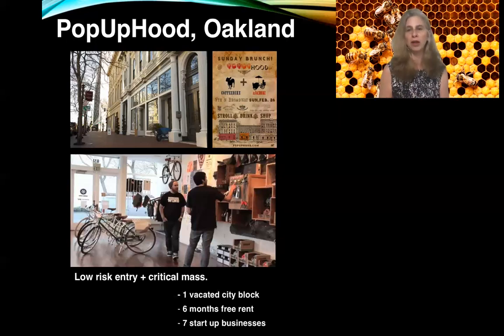So in order to safeguard this problem, what the city decided to do was say, all right, well, this entire block is empty anyway. So why don't we offer 6 months of free rent all along that city block, and we'll offer the space to 7 startup businesses, which means that all the storefronts are filled. We have, for the businesses, a very low risk entry because they get 6 months free rent. They can find out whether their business model works.